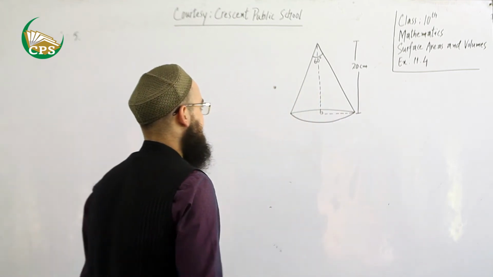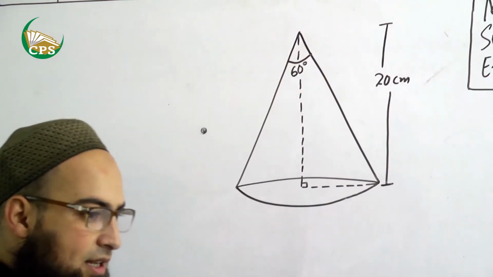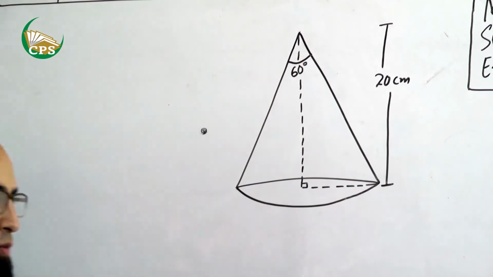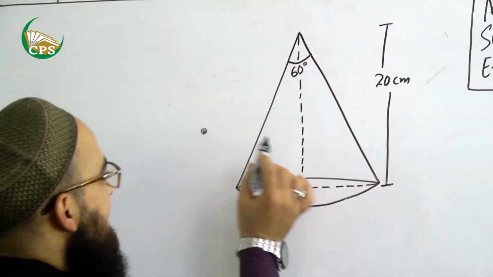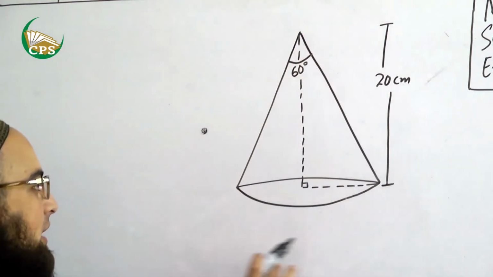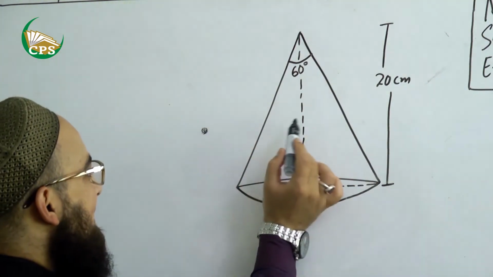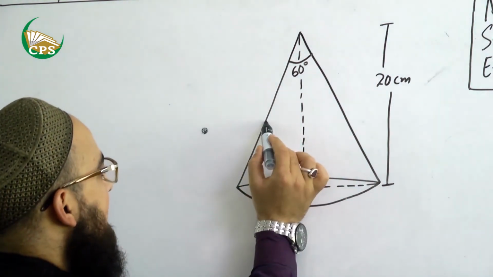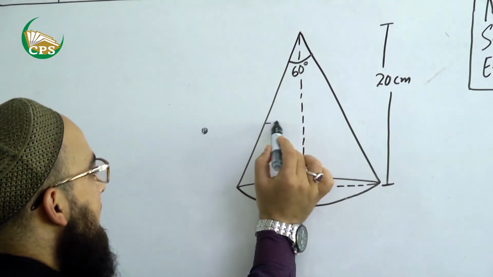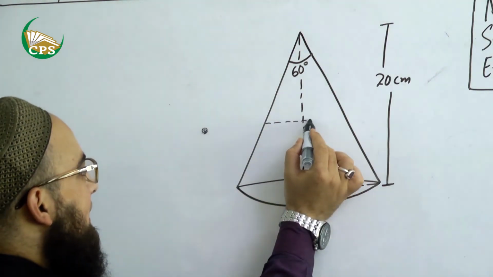Now, this is a vertical angle, 60 degree, cut into two parts in the middle. Now this cone is cut in the middle, just like this. In the middle, the cut is made.